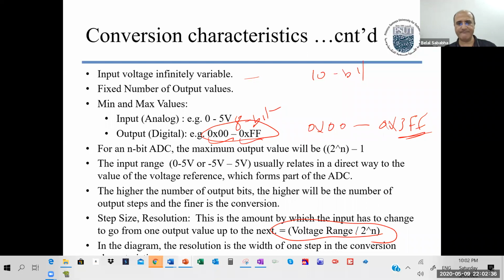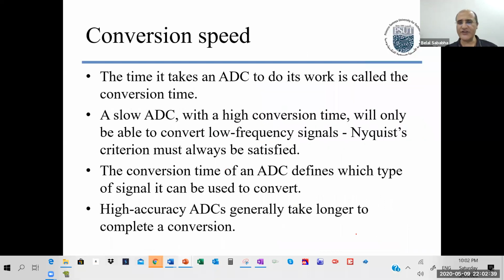This is step size. Theoretically, conversion speed is how fast you can get a number that represents a voltage. But in all cases, to be able to recover a signal you need to consider Nyquist's law. You need a sampling rate, and this is something we control, how fast we can sample. It should be at least twice the frequency of the signal you're converting.